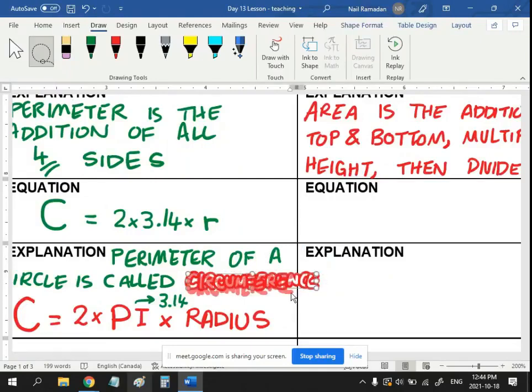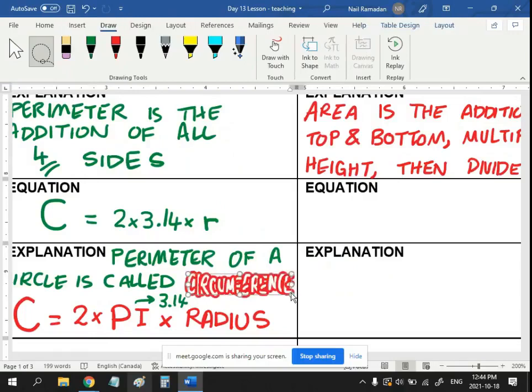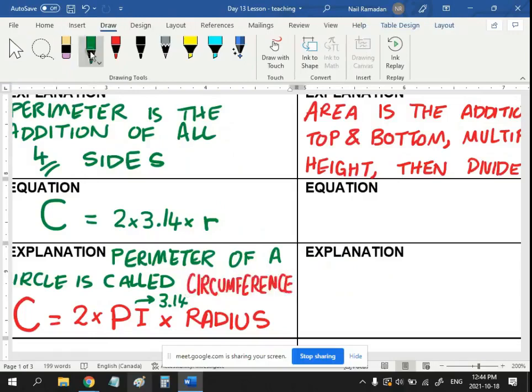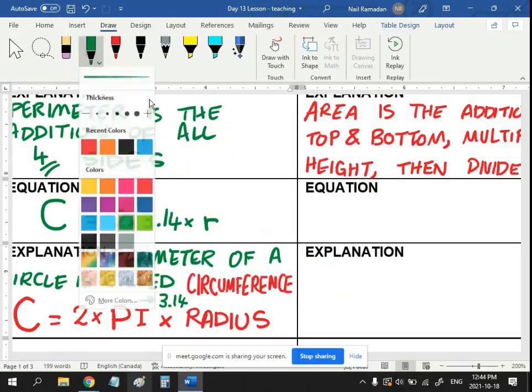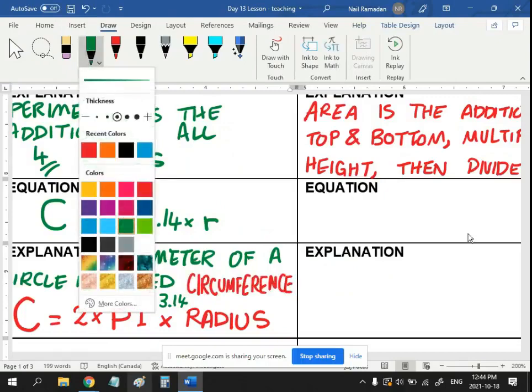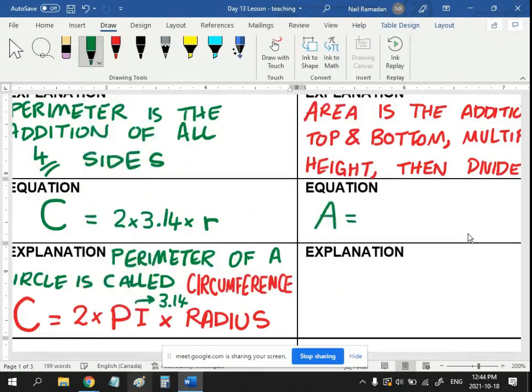There we go. Perfect. So now, what's the area of a circle? Here's the equation. A equals 3.14 times, go ahead, write that equation down. So the first thing you do is you square the radius, and then you multiply by 3.14.